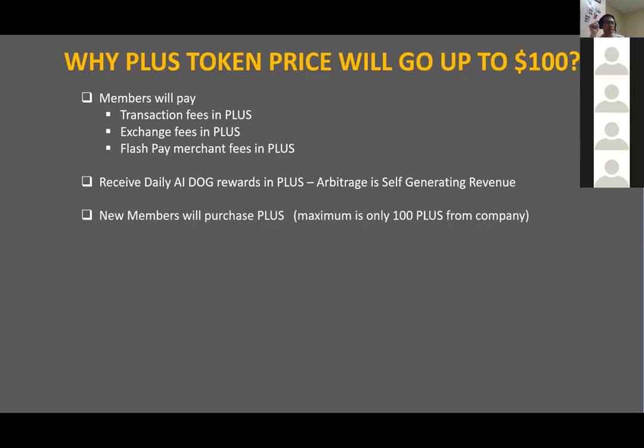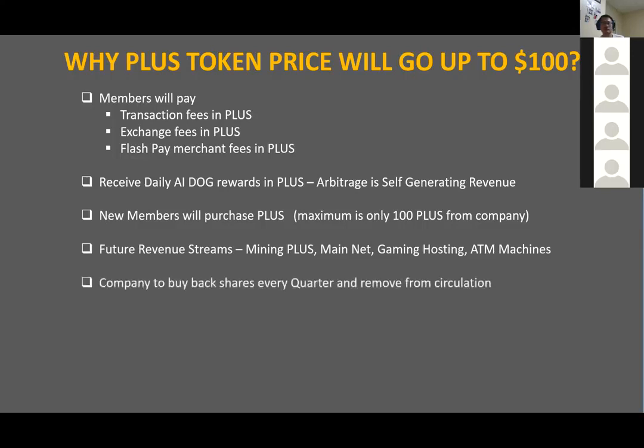All members are limited to buying only 100 Pluscoins from the company. If they want more, what do they have to do? Well, they have to wait over time as their AI dog earns them more Pluscoins, or they choose to build a team and share it with others, and then they earn more Pluscoin. The future revenue streams, the mining, the mainnet, the gaming hosting, and the ATM machines, those will all revolve around the Plustoken.